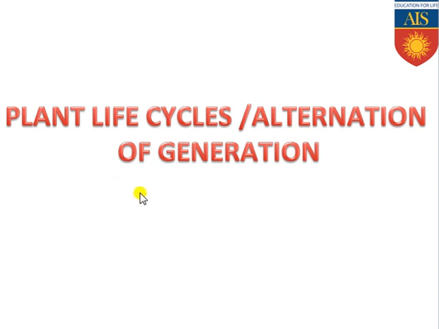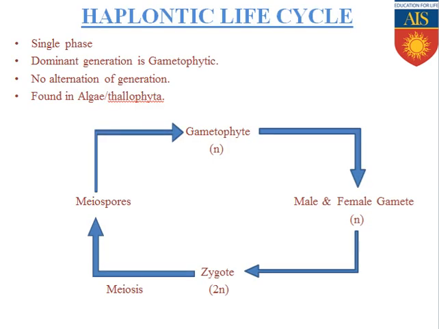So let's see the types of life cycles commonly found in plants. Mainly there are 3 types of life cycles commonly found. One is the haplontic life cycle, second is the diplontic life cycle, and third is the haplodiplontic life cycle. So let's start with the haplontic life cycle. From the name we can understand the haploid generation takes the maximum time, or it is the dominant generation. That's why the life cycle has been named haplontic.